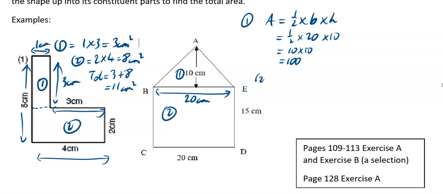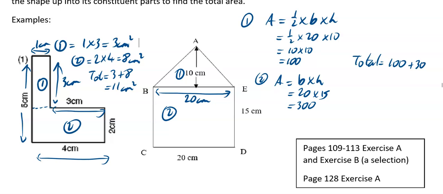For 2, your area is just going to be base times height. It is quite simply a rectangle. So 20 times 15, which is going to be 300. Then your total area is 100 plus 300, which is 400, and let's give it units this time, centimeters squared.